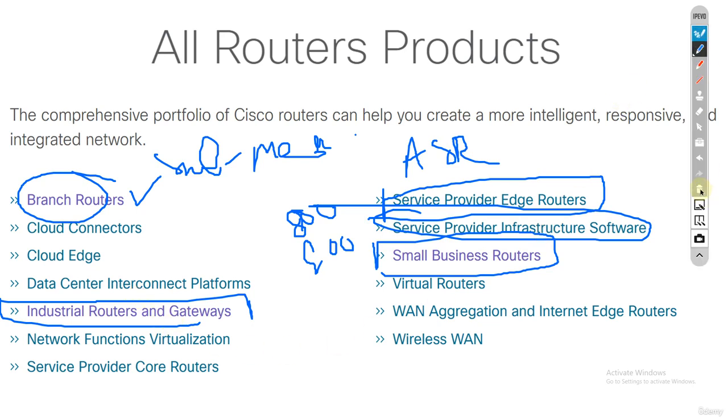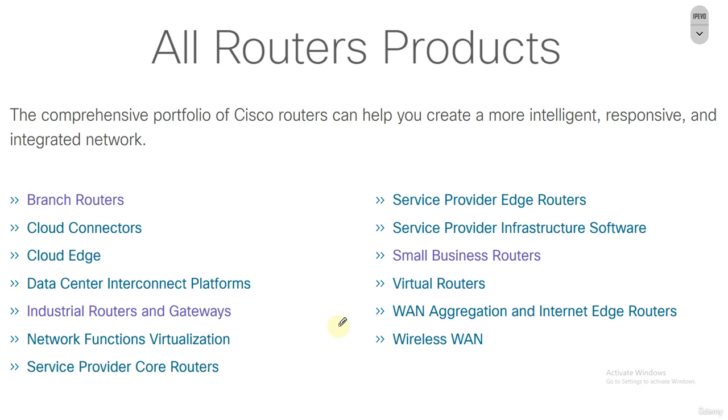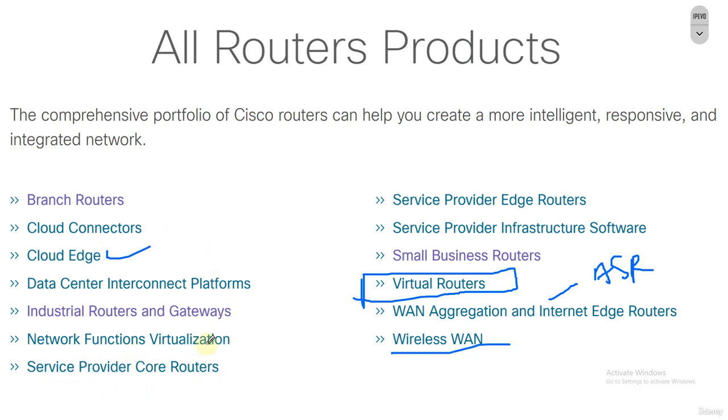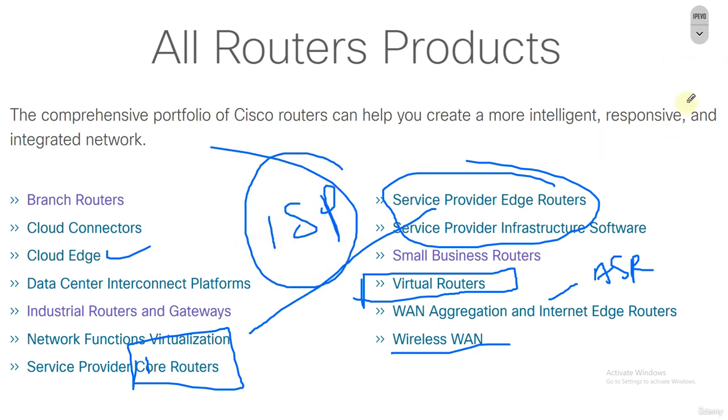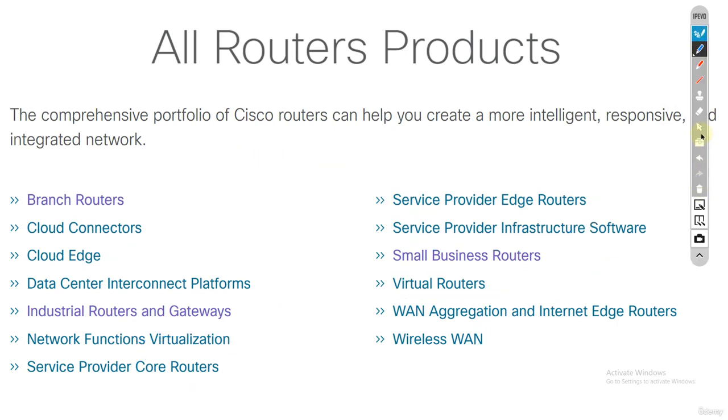Then you know that these days we are pretty much in the virtual environment. So they also came up with the idea of virtual routers. Then they have aggregation routers, which are also called ASR routers. Then we have wireless WAN routers, cloud edge routers, and network function virtualization and service provider core routers as well. So these kinds of routers are used in internet service providers. Okay, so in the next slide, I will be talking about ASR and ISR.